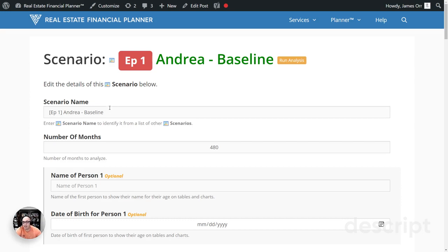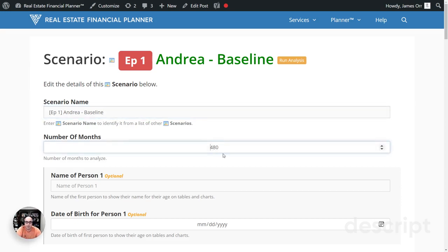Okay, so the scenario name, we basically just named it this. If we put anything in brackets, it's going to become like this little red tag. For example, EP1, you can see how it shows up there. So anything you put into brackets like that is going to show up that way. And then we just named it Andrea baseline. So you can name it whatever. It doesn't actually get used anywhere. It's only for you selecting what it is on there.